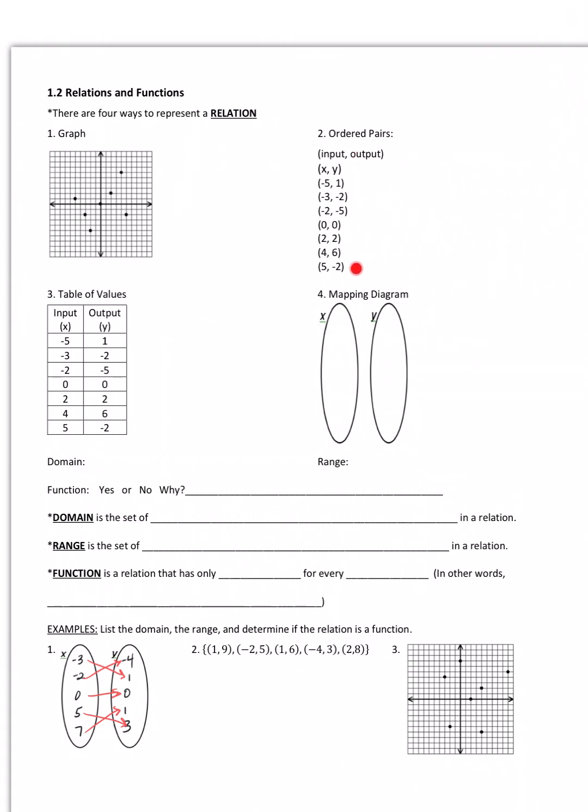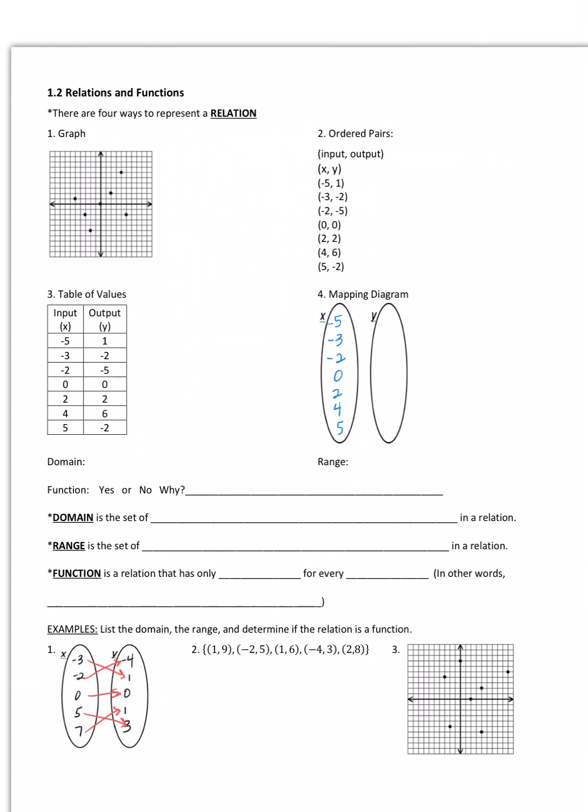Another way we could represent a function or a relation is in a table. These points are the same as the ones in the table, okay? Input, output, input, output. The 4th way is just a mapping diagram. Now, I'm just going to use these same points and map them. When we do it, we do least to greatest in your x column, least to greatest in the y column. So looking at my input, they're least to greatest already. So I'm just going to do -5, -3, -2, 0, 2, 4, and 5.